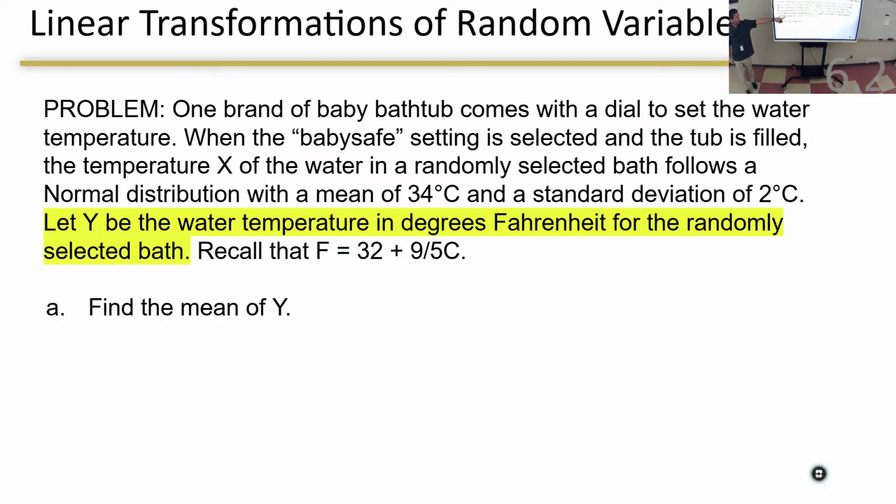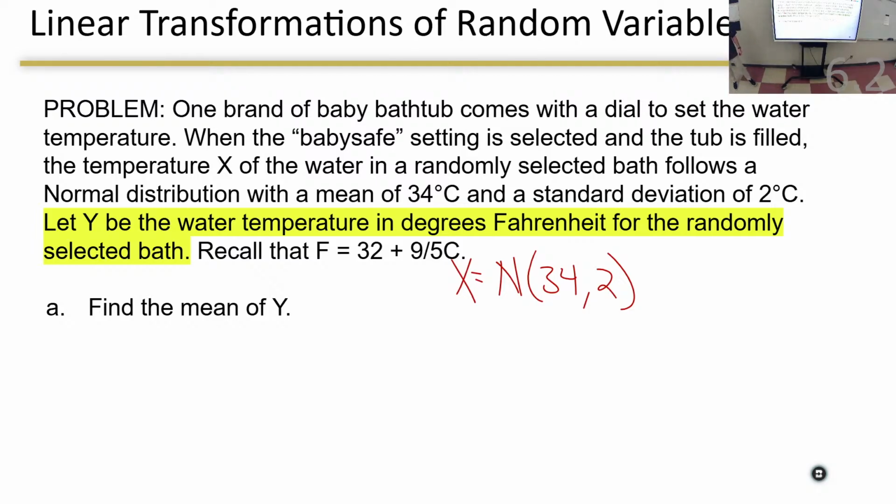One brand of baby bathtubs comes with a dial to set the water temperature. When the baby safe setting is set, the temperature X of the water randomly follows a normal distribution with a mean of 34 and a standard deviation of 2. You can write it like that also, as opposed to drawing pictures. If you write a big N, parentheses, something comma something, that's always normal, mean, standard deviation. Let Y be the water temperature in Fahrenheit. Recall that Fahrenheit is equal to 32 plus 9/5 C.